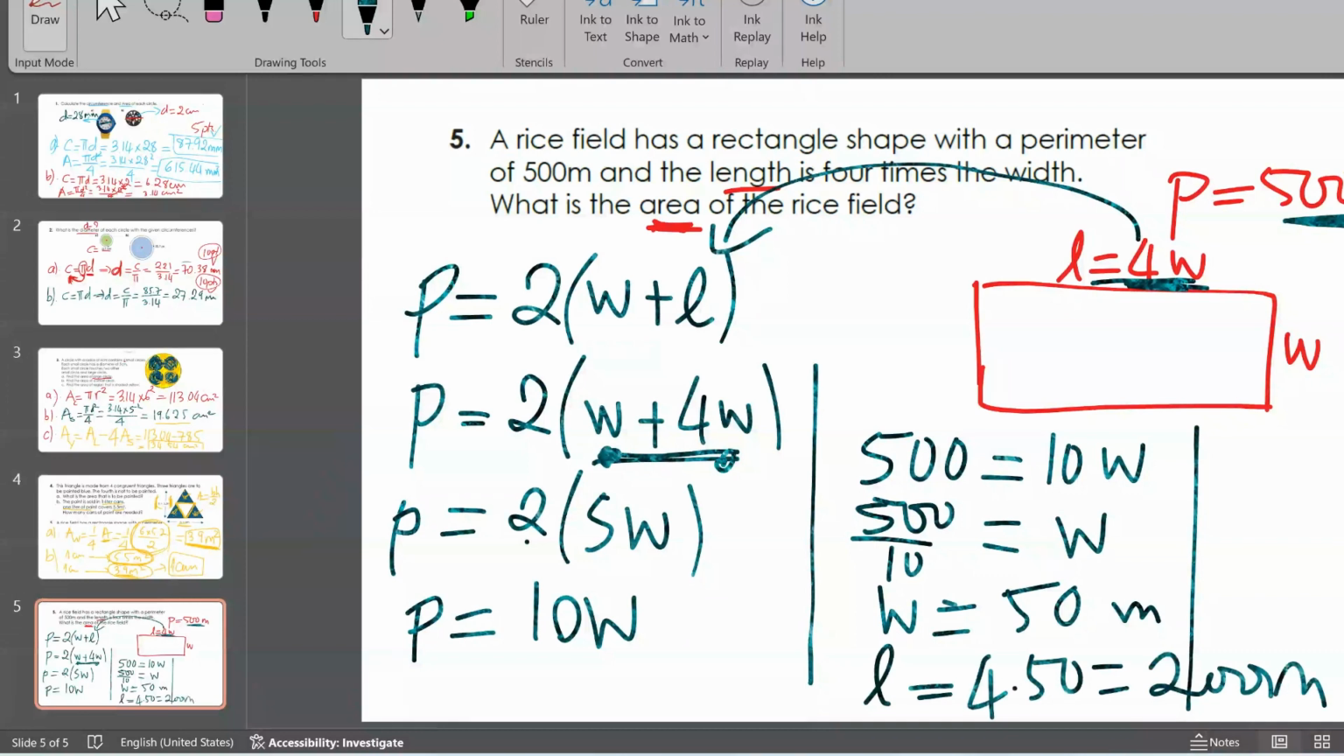Okay, so now we know the width and the length, right? How do we find the area of a rectangle? The question asks about the area, so the area is width times length. Width is 50, length is 200. So it will be 50 times 200 equals 10,000 square meters. Was that fast? That was mental math.